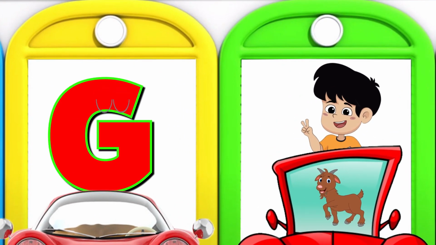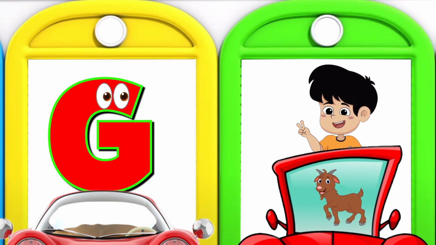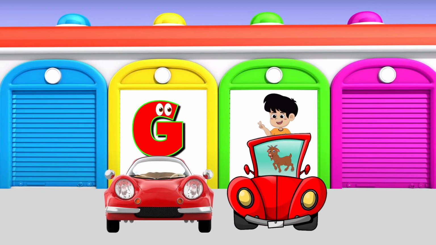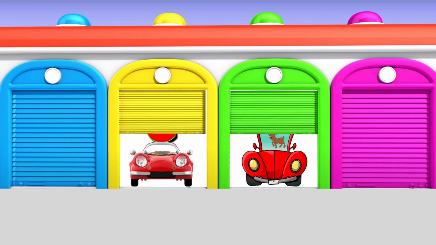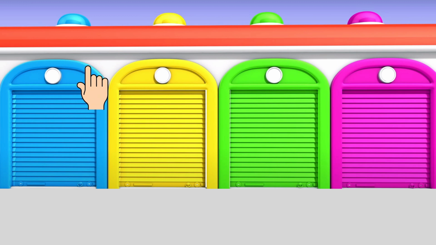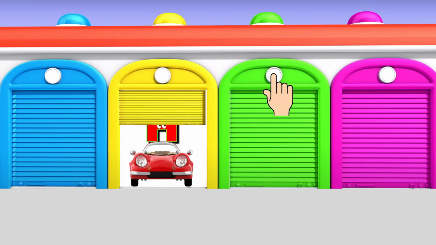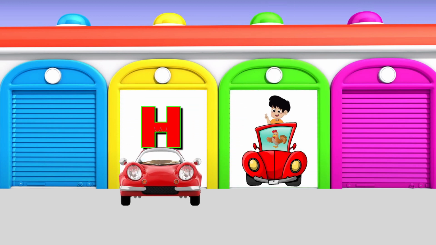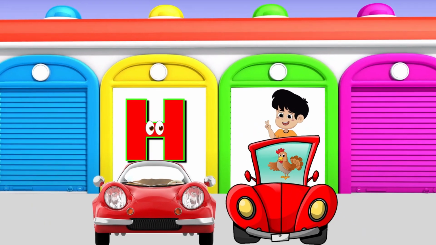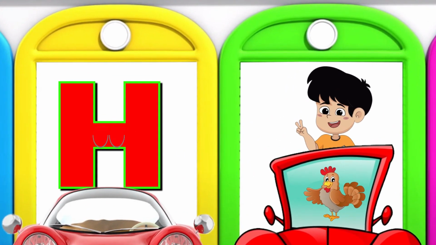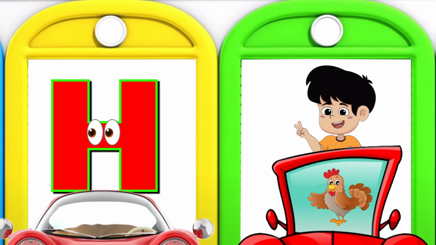G is for goat. G, g, goat. H is for hen. H, h, hen.